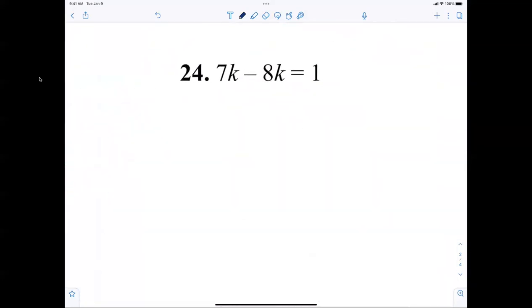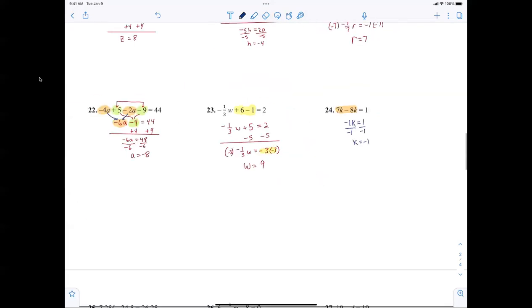What do I have to do? We have to combine like terms. Yes. So negative 1k equals 1. And then you divide it by negative 1. Yeah, you just divide by negative 1. So k equals negative 1. That's how easy that was. All right. Now, what I normally do is when I have a variable that's negative, I just say change the signs. That's what that means. Change the signs. All right, Miss London, go.